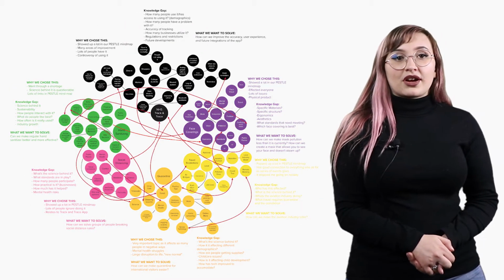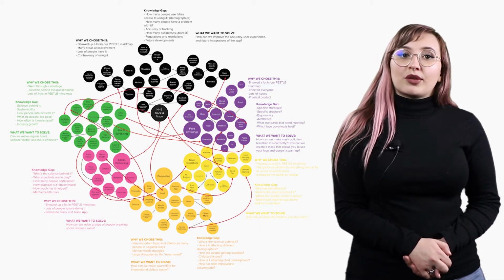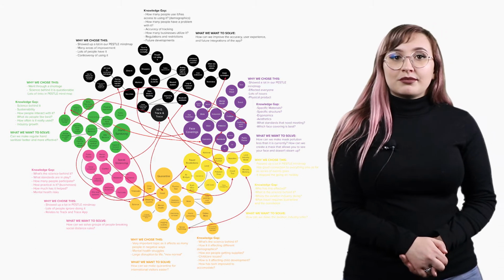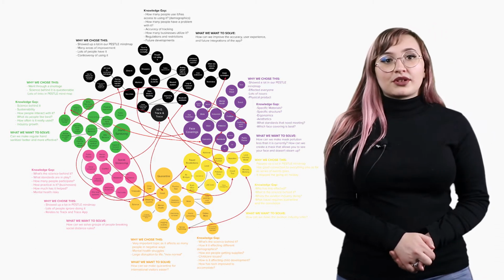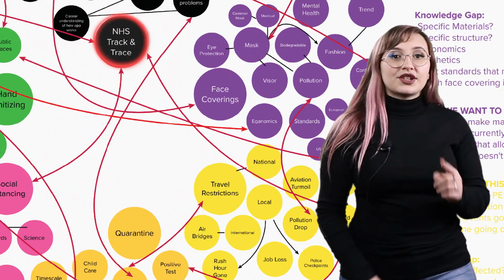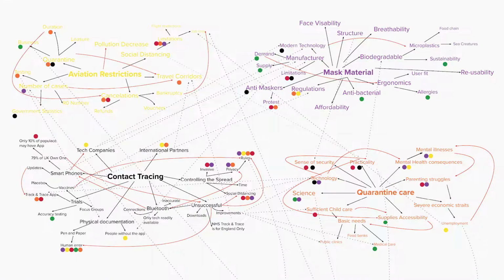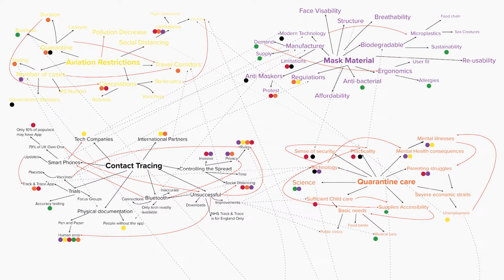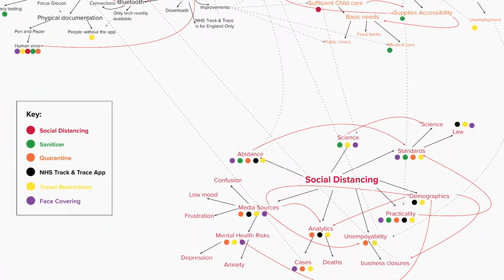We pinpointed our own knowledge gaps, why we chose these centers of inquiry, and what we want to solve from this. Many of these were just ideas to ideate further from, but we eventually realized that three centers of inquiry had lots of overlapping: the NHS Track and Trace app, travel restrictions, and quarantine. We expanded further through radiant mind mapping and specified research based on findings, and noted how everything worked together as a whole system.